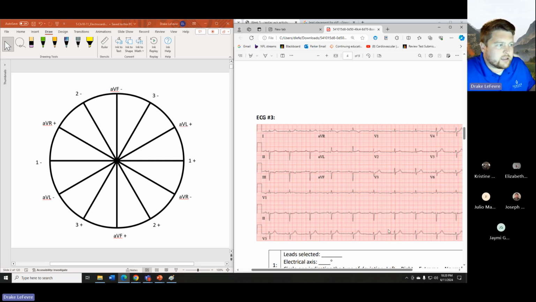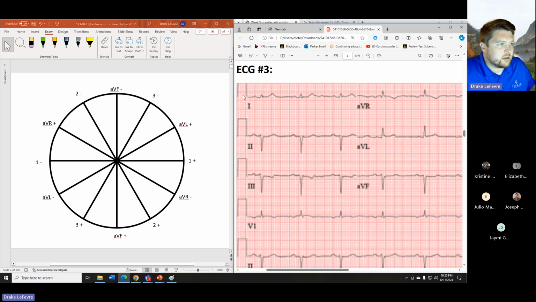Also, Elizabeth, when you see something like this, it's just an extra printout of stuff. So ignore all of these down here. Just focus. Lead 1 ends there. Lead 2, lead 3, AVR, AVL, AVF.